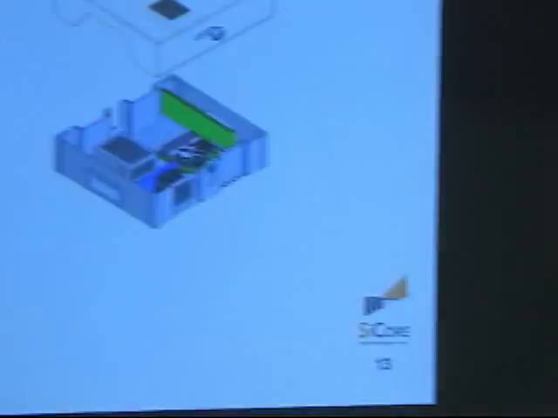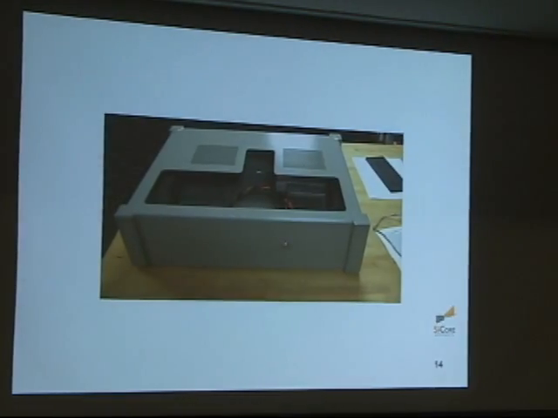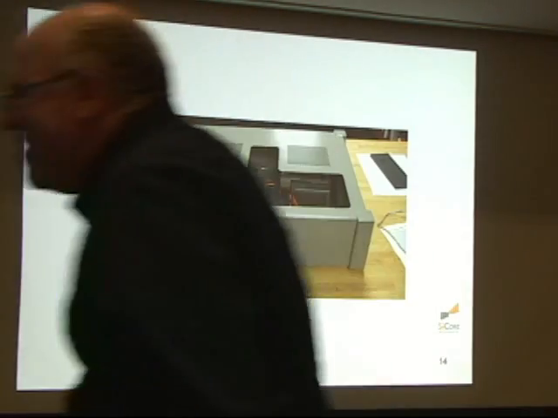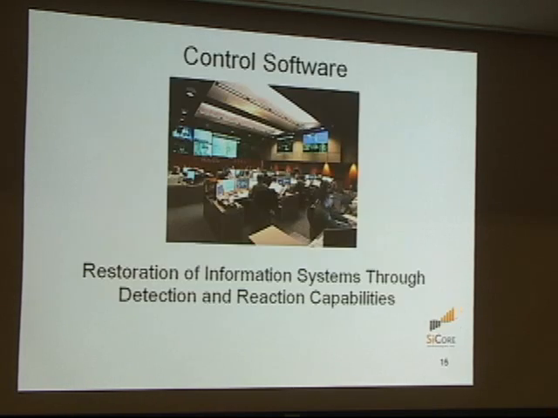So this is a box, but I don't want to waste your time with the box so much. There's a model that we built, a prototype for demo purposes. Okay, so now we're going to talk about restoration of information systems through detection and reaction.